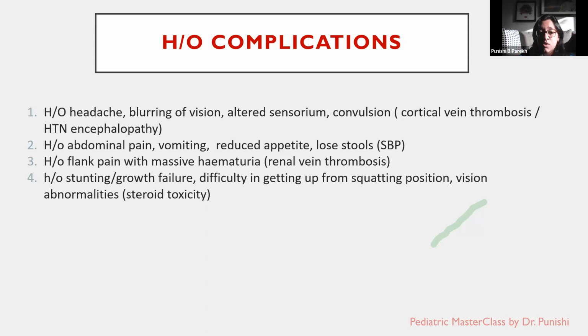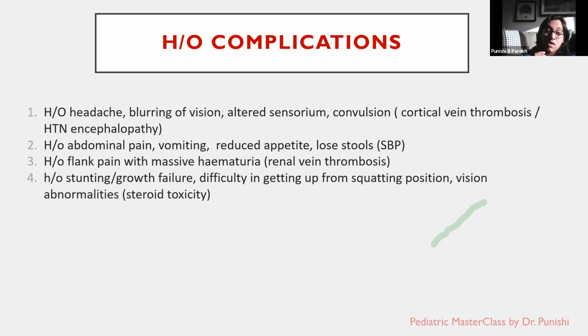So when you ask for this set of symptoms, it could either be to rule out hypertensive encephalopathy, which would be more common in a nephritic syndrome, or also to rule out the complication of nephrotic, which is thrombosis of the cortical vein. Next is SBP. What is SBP? It is spontaneous bacterial peritonitis. We just saw why infection is more common in these kids. SBP presents with abdominal pain, vomiting, reduced appetite, loose stools, etc. Renal vein thrombosis will present with massive flank pain and massive hematuria.